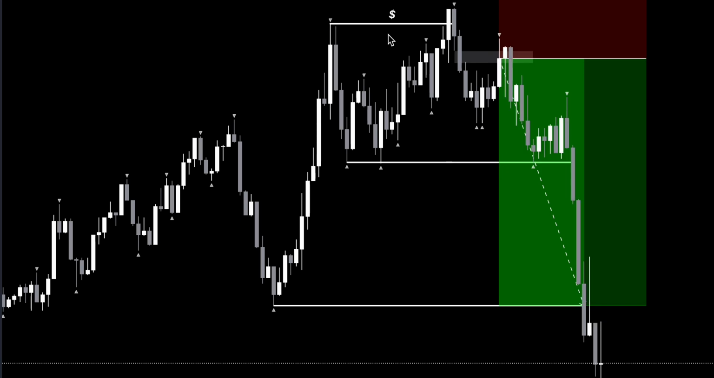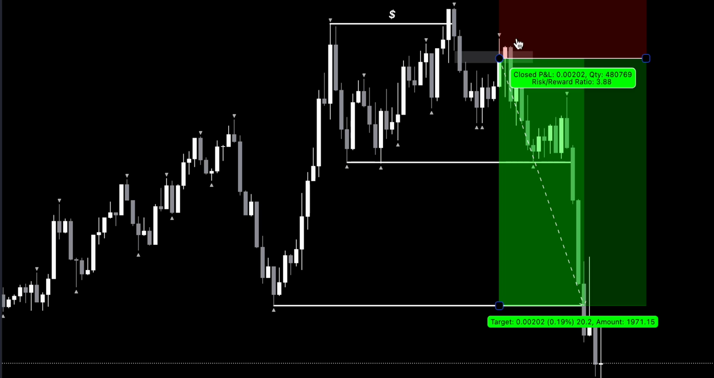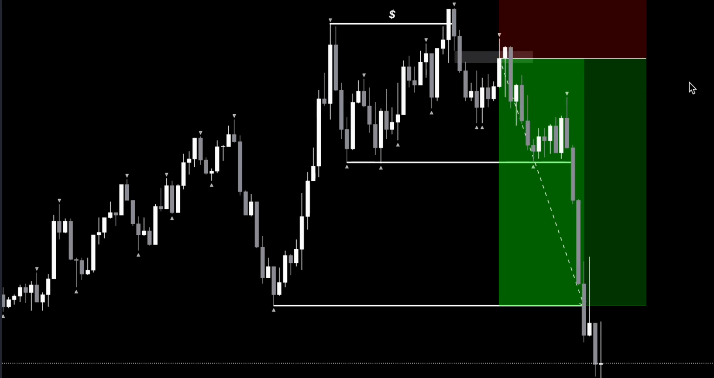And that's it for this one. I just wanted to break down this entry schematic based on our algorithmic trading strategy.